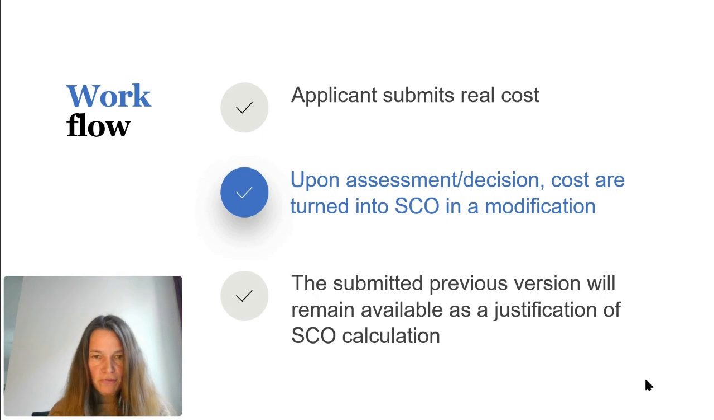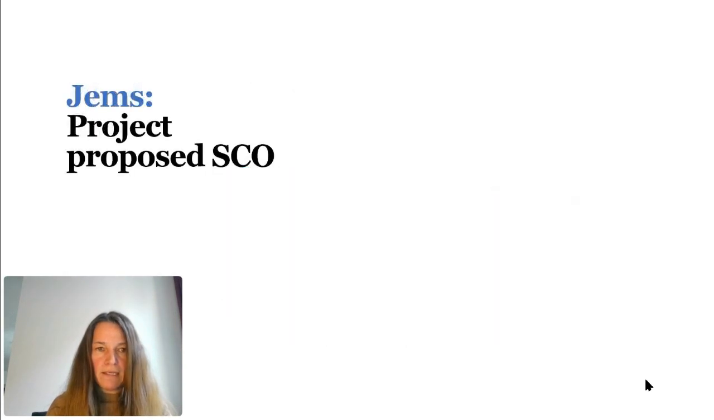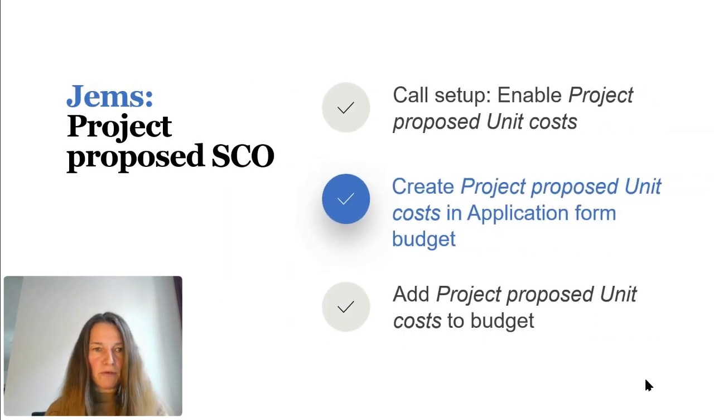However, also the first version, which has the real cost included, is still accessible in Jems and serves as documentation of how the simplified cost options have been calculated out of the real cost. In Jems, technically, we speak about project proposed simplified cost options. We implemented project proposed unit costs first because this cost item is more versatile and you can literally express lump sums also in terms of unit costs.